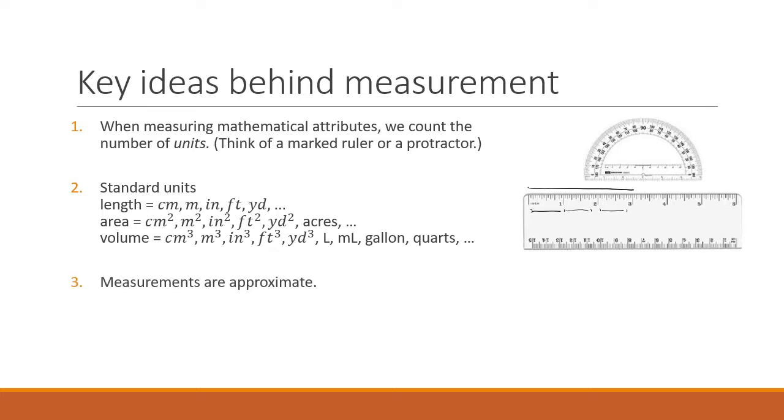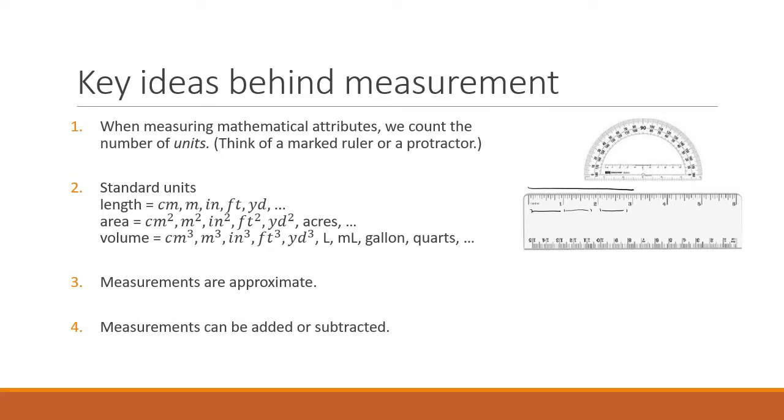Another idea that we mentioned was that measurements are always approximate. So it doesn't make sense to say that your height is 5 feet. You can't say it is exactly 5 feet. You can say it is about 5 feet.